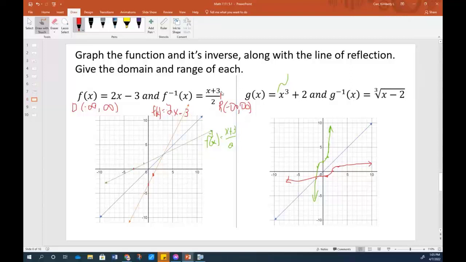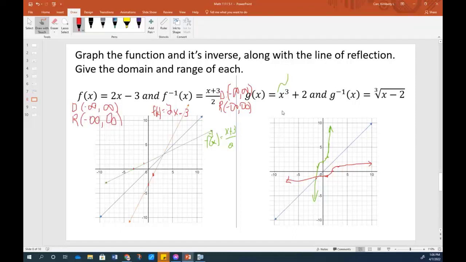So then I would look at this function and say, well, there is a fraction, but there's no way that's going to be 0 on the bottom, and there's no even root, so the domain of this one is negative infinity to infinity. And of course, if that's the domain of that, then the range of the other one is the same thing.